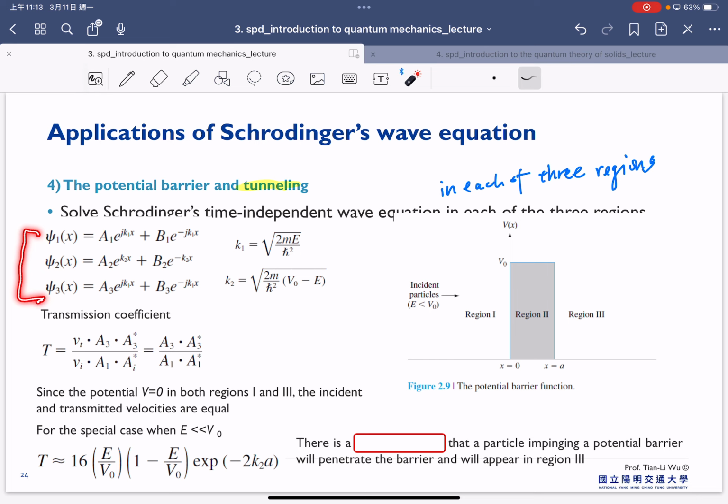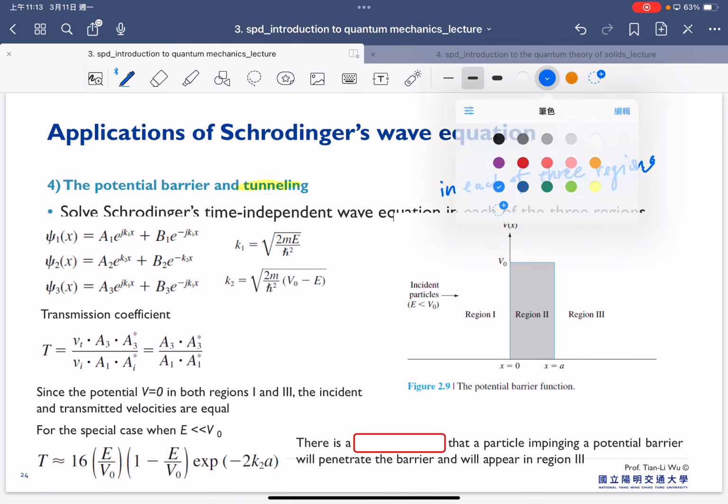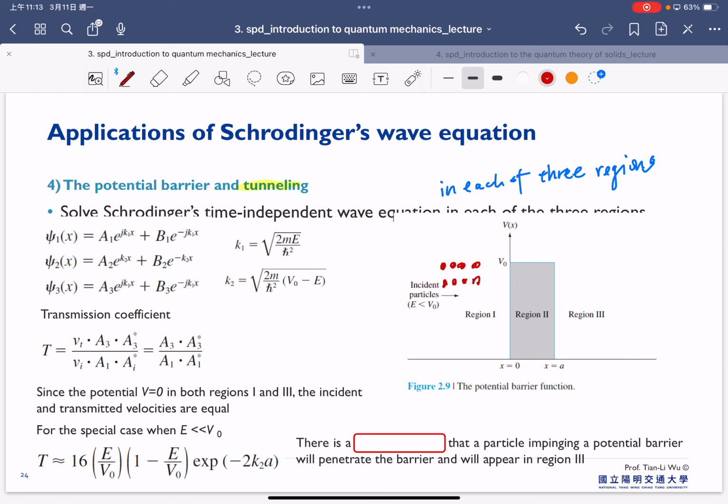That's phi of x here. And there's the term we call the transmission coefficient, shown here. Since the potential V is equal to 0 in both region 1 and region 3, the incident and transmitted velocities are equal. So that means if we have a particle incident in this direction, there's a chance that it will tunnel to reach the other side.